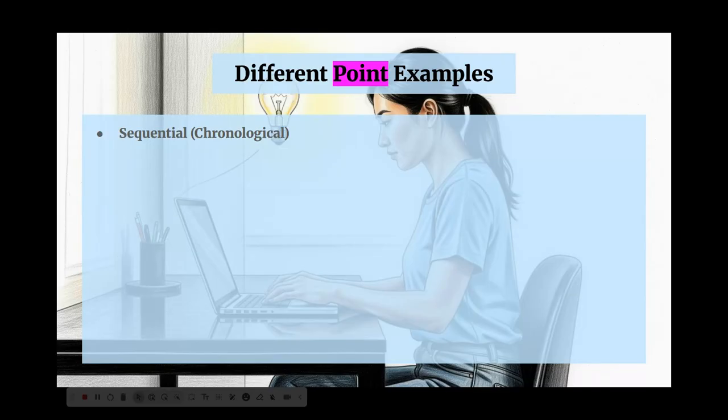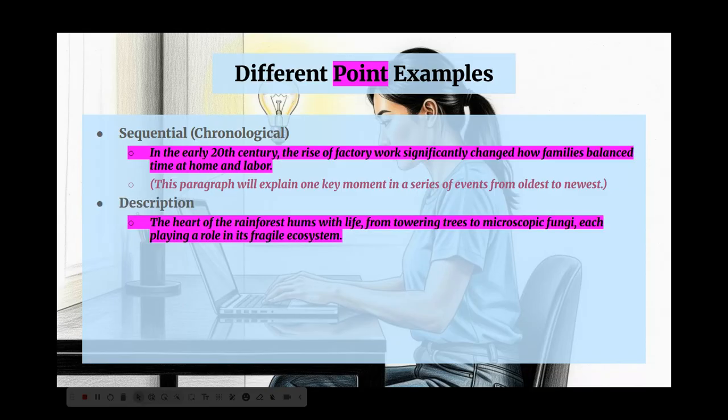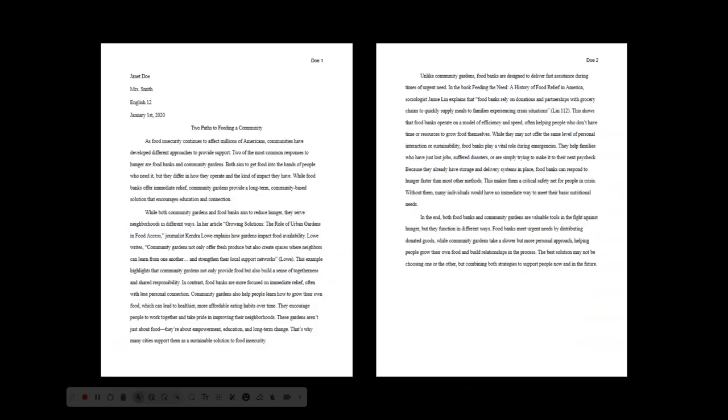If you're doing the chronological order type of writing, your point might look like, in the early 20th century, the rise of factory work significantly changed how families balance time at home and labor. This is explaining one key moment in history, presumably talking about another point that happened later. And then for just a description style writing, you could say the heart of the rainforest hums with life, from towering trees to microscopic fungi, each playing a role in its fragile ecosystem. So this is just describing one detail about a specific topic.